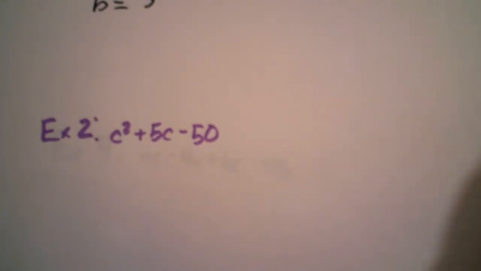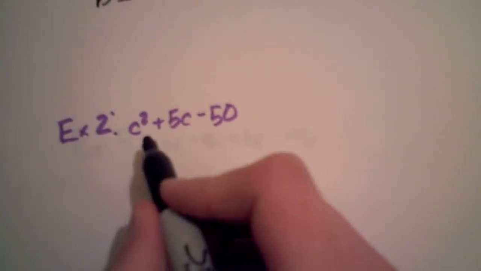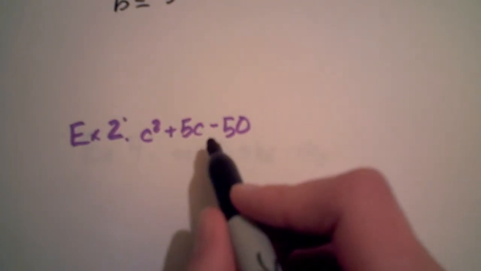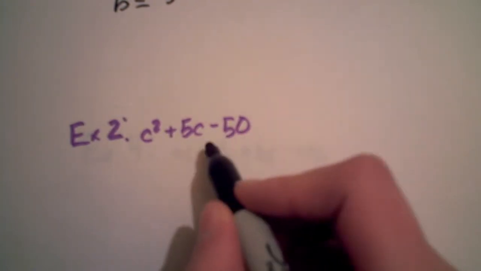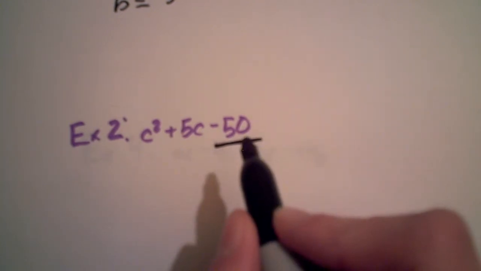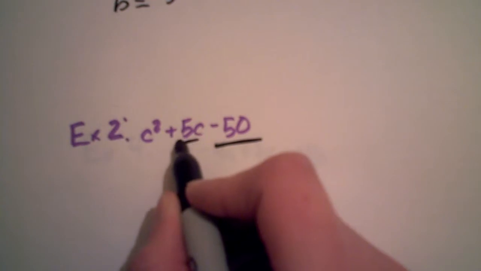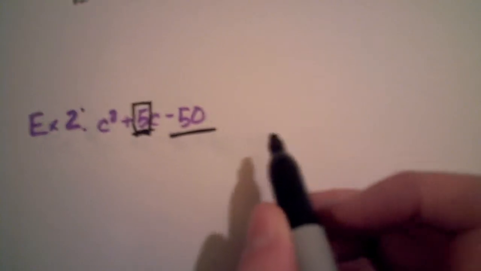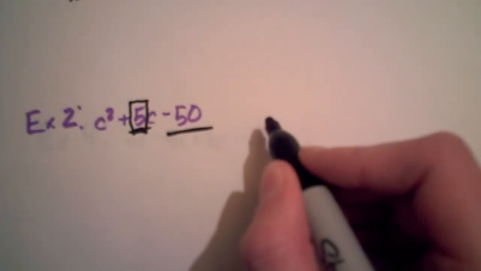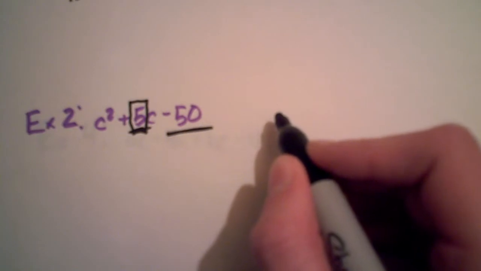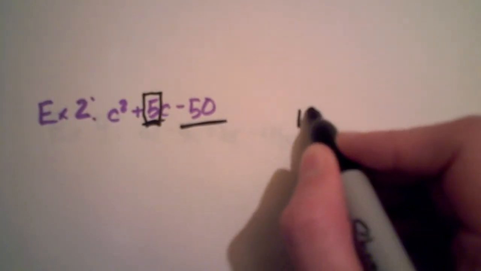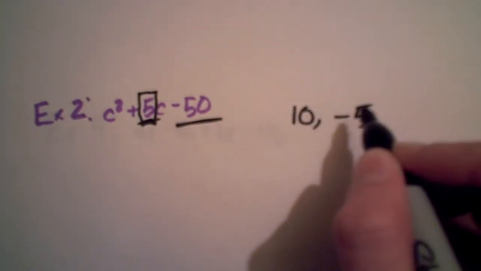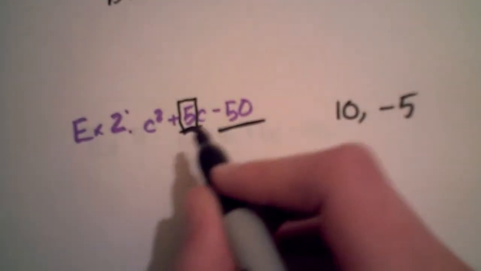Next is a trinomial, so you're going to use the reverse of the FOIL method, and we have c squared plus 5c minus 50. When you're doing this, you figure out the factors of this number, but here's the trick: they have to add up to this number right here, the 5 in this case. So what are some factors of negative 50? Since it's negative, I'm going to have one negative factor and one positive. Well, 5 and 10: if I put a positive 10 and a negative 5 and add them, I'm going to end up with a positive 5.